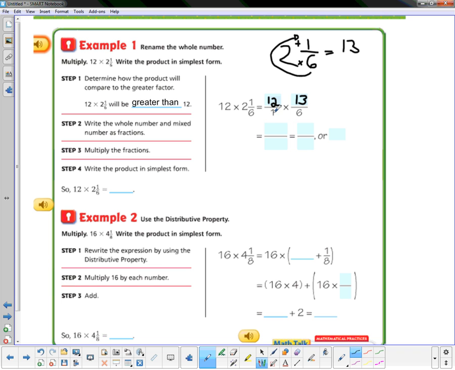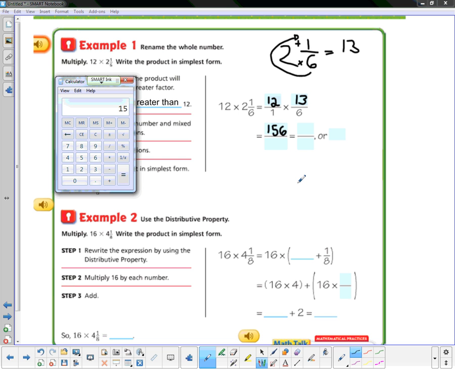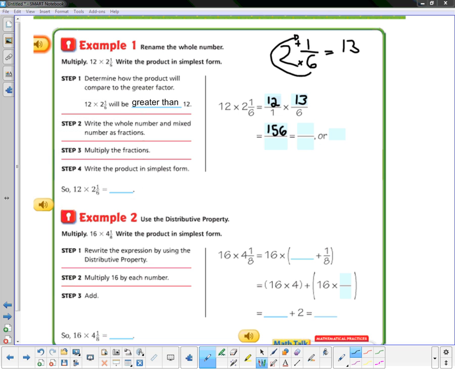Then we solve, multiply straight across. 12 times 13 is 156. That is definitely a lot. Sometimes I will want to get a calculator just to double check that. 12 times 13, it is 156. So I did that step correctly. Okay. And then I put that over 1 times 6 is 6.